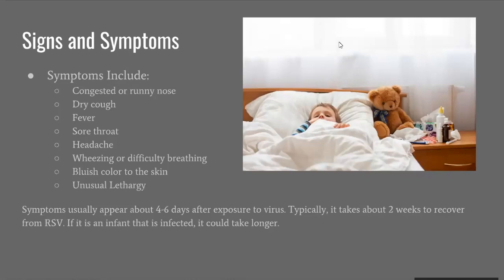So the signs and symptoms of RSV can start as just a simple cold, but they tend to get a lot worse. So you might start with a runny nose, a cough, maybe a mild fever. But as it progresses, you can get a very high fever, a sore throat, major headaches, and the cough can actually lead to wheezing or difficulty breathing. This is especially scary in infants because they can get a bluish color to the skin, which comes from lack of oxygen because they aren't able to breathe well. And unusual lethargy.